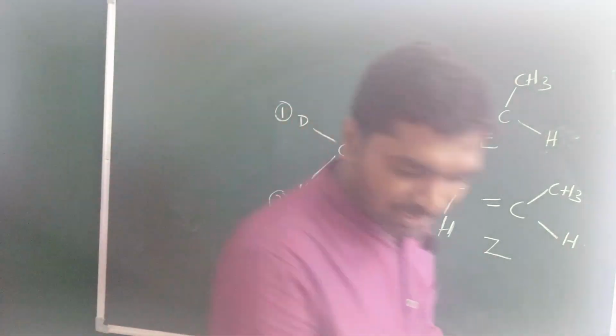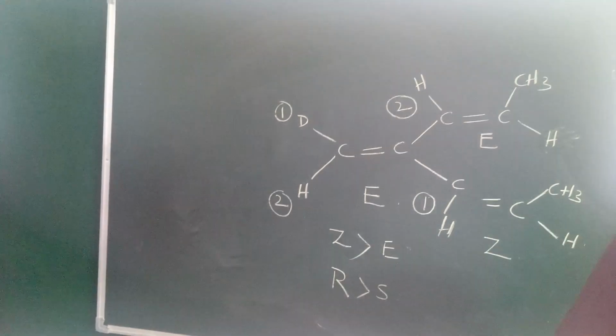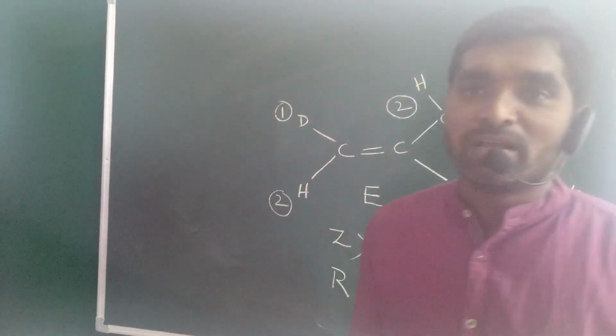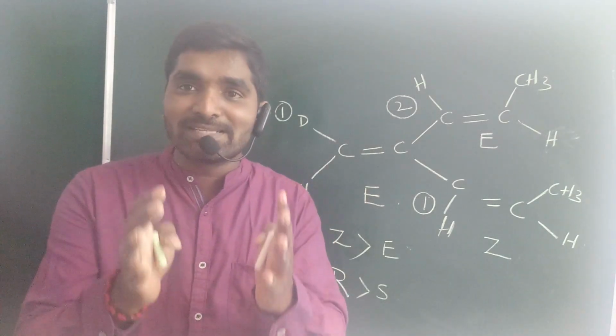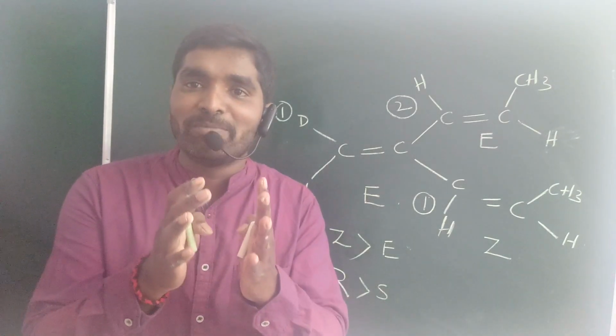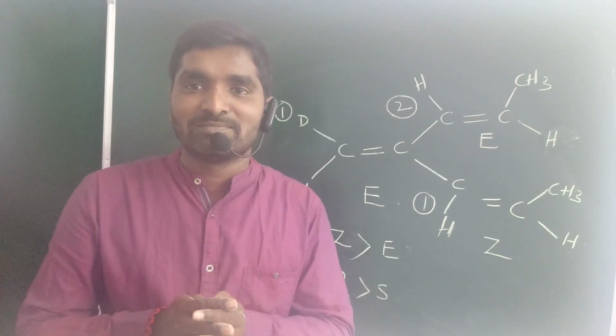So these are the CIP rules. Most important rules, guys. Okay. In the next class, we'll discuss the RS nomenclature in the Fischer projection formula. Okay.